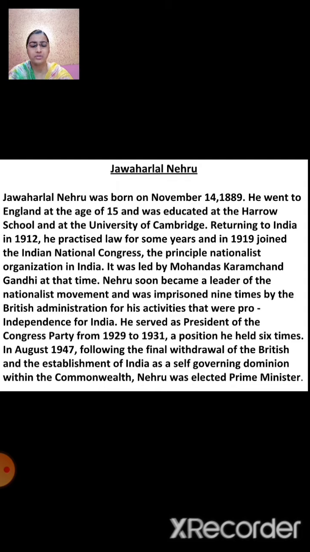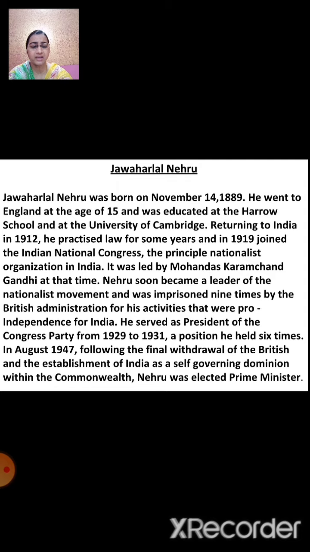Jawaharlal Nehru was born on November 14, 1889. He went to England at the age of 15 and was educated at the Harrow School and at the University of Cambridge. Returning to India in 1912, he practiced law for some years and in 1919 joined the Indian National Congress, the principal nationalist organization in India. He was led by Mohandas Karamchand Gandhi at that time.